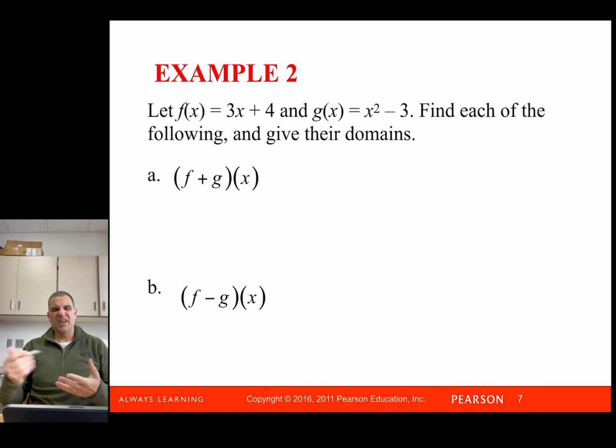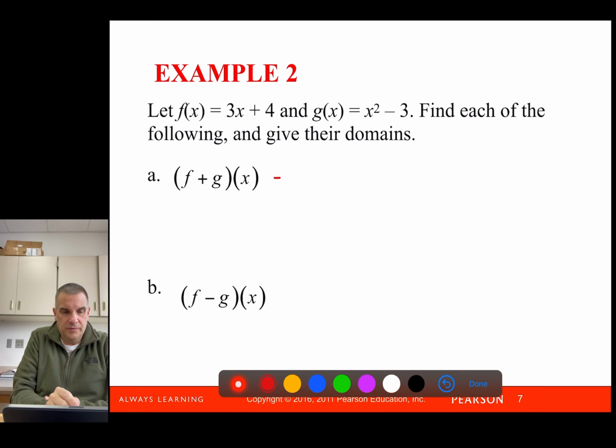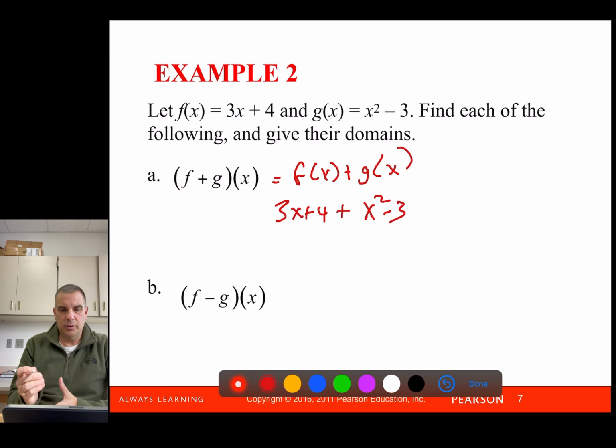Now in this case, we have to evaluate them. They're just telling us of x. So since they're just telling us of x, we actually have to add them together. So this really means f of x plus g of x. My f of x value is 3x plus 4. My g of x value is x squared minus 3. Now we're going to put them in order. So x squared, combined like terms, plus 3x plus 1.